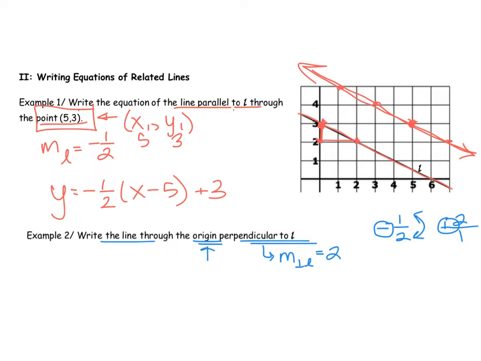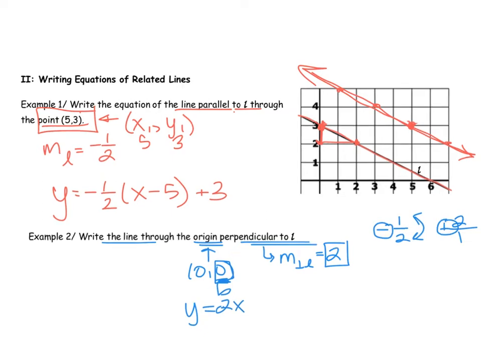The origin is the point (0, 0), which means I know my y-intercept is 0. Because I know the y-intercept, I'm going to choose slope-intercept form. So here's my b value, here's my m value, and my equation is y equals 2x plus 0, or just y equals 2x, is the way that you will generally see that written.